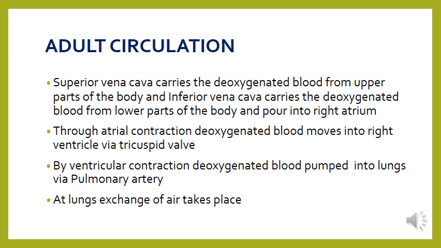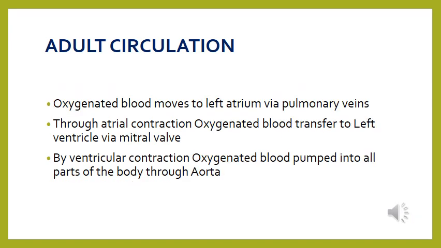At the lungs, exchange of air takes place. Oxygenated blood from the lungs moves to the left atrium via the pulmonary veins. Through atrial contraction, oxygenated blood is transferred to the left ventricle via the mitral valve. By ventricular contraction, oxygenated blood is pumped into all parts of the body through the aorta.